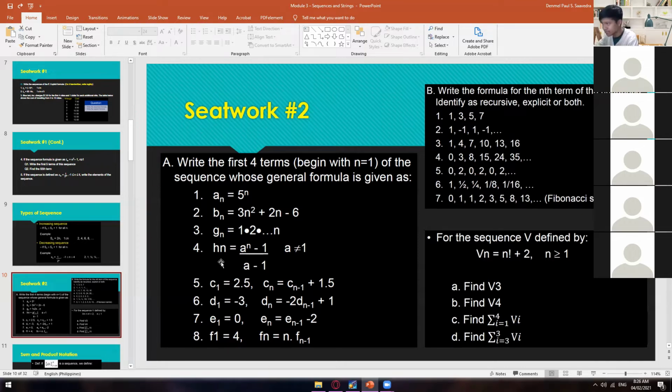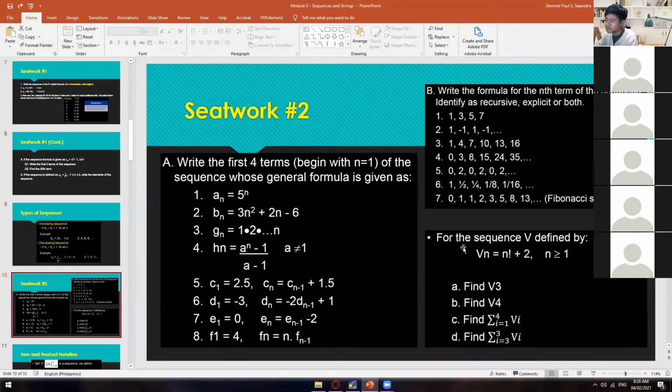So we have this for letter A. And then we have another one for letter B. Write the formula for the nth term of the sequence and identify it as recursive, explicit, or both. So in here, there's two things that you need to do. Write the formula for the nth term, okay? And then identify that formula if it's recursive, explicit, or both, okay? We have 7 numbers for this one. You could say that this one is the opposite of letter A, okay?